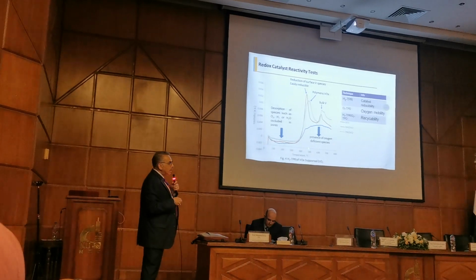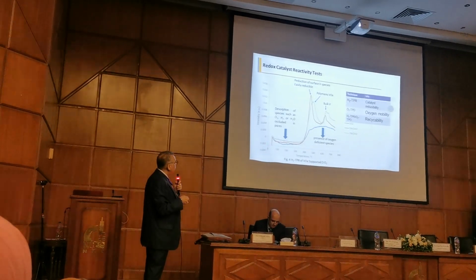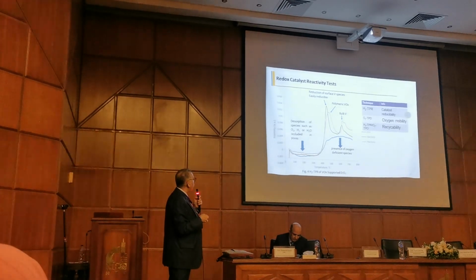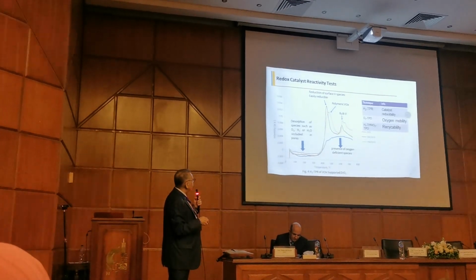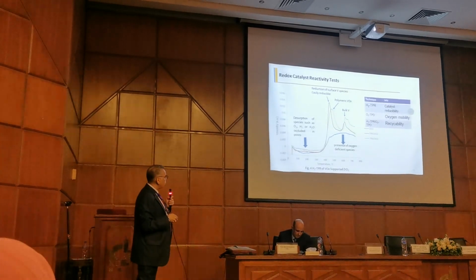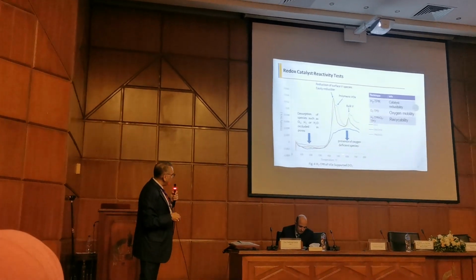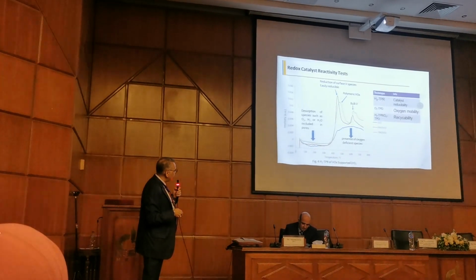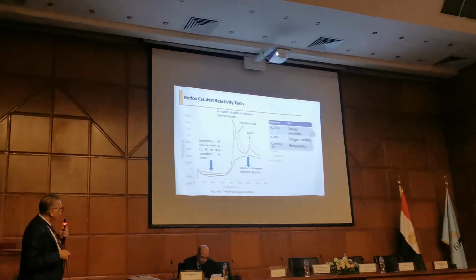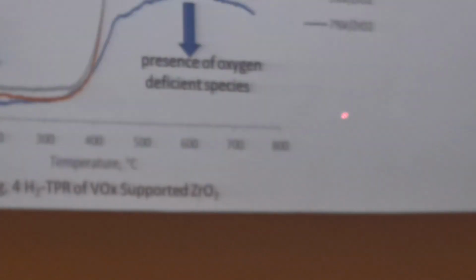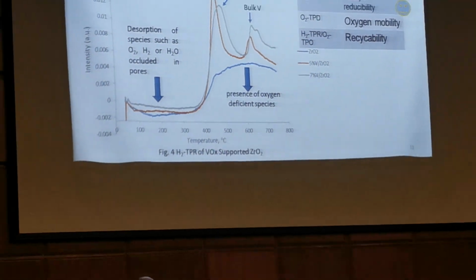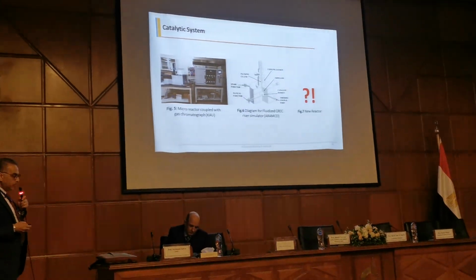So at high temperature, you could reduce the bulk vanadium. At low temperature, you reduce the weakly attached ones. But for zirconia itself, there is no reduction of the bulk material. So it's possible to make the reduction within these temperatures. This will be the temperature range where we could carry out the reaction, starting from 400, and as you go up, this is the possible temperature for the reaction of the oxidative dehydrogenation of propane.